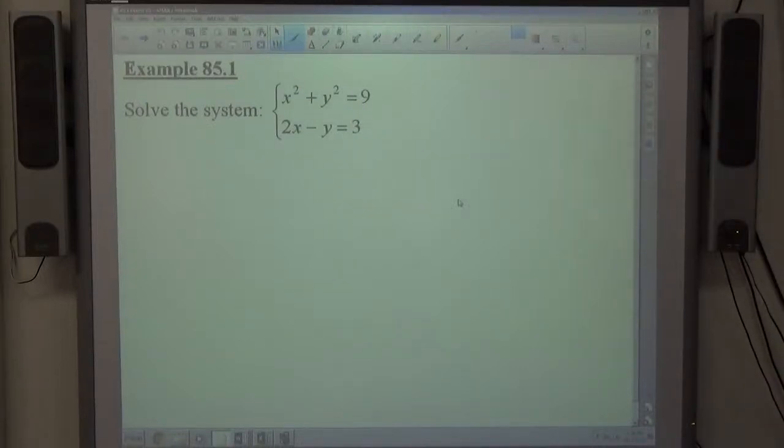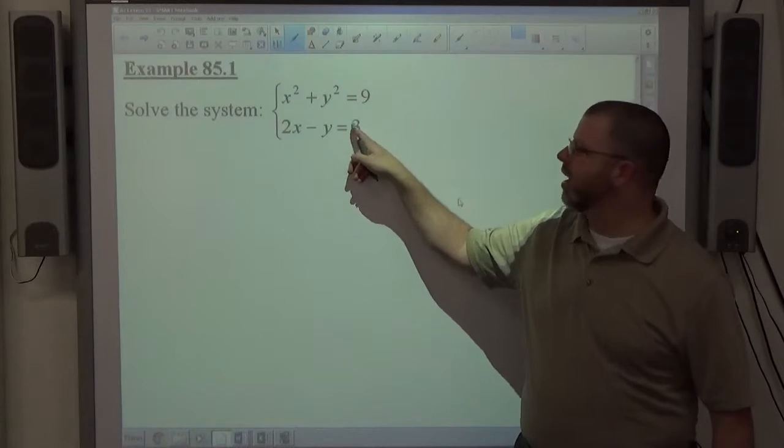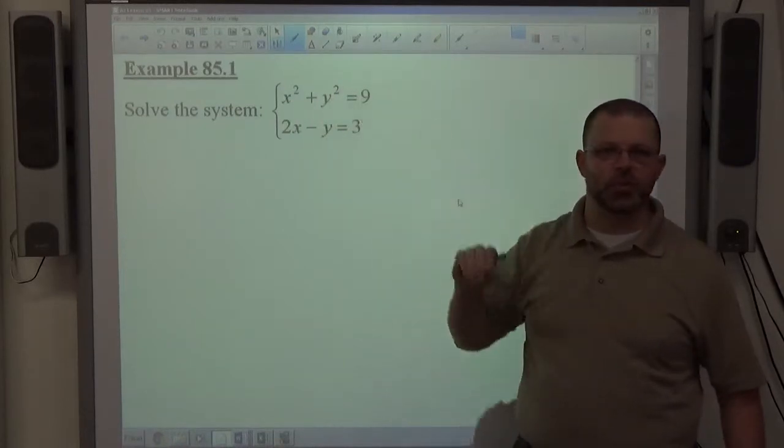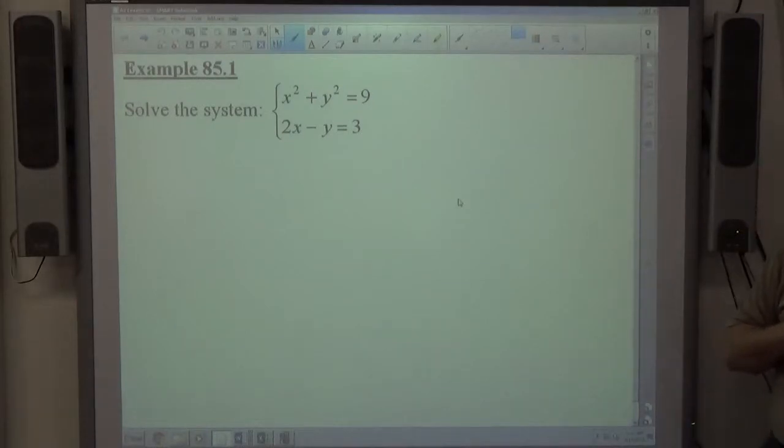Example 1 on lesson 85, we got a system of equations. Notice that it is a non-linear system of equations. So 2x minus y equals 3 makes the line, but x squared plus y squared equals 9. Once you start squaring things or multiplying letters together, you're going to get curvy lines.